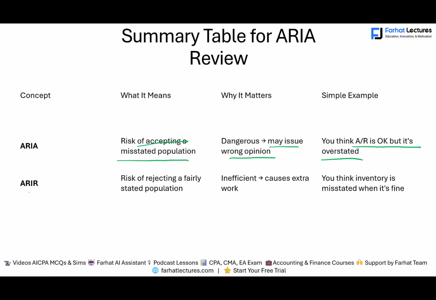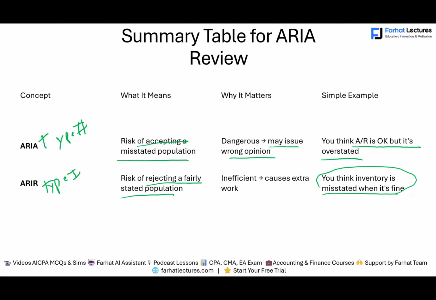The acceptable risk of incorrect rejection: the risk of rejecting a fairly stated population. Well, you might have to do more work, but at the end of the day, you'll get to the right solution. So this is type 2, and this is type 1. I know we keep repeating this because it all fits together. Here you think inventory is misstated when inventory is actually fine. This is a type 1 error.